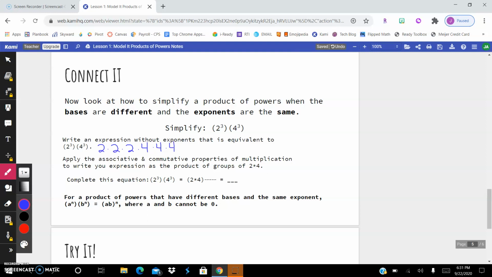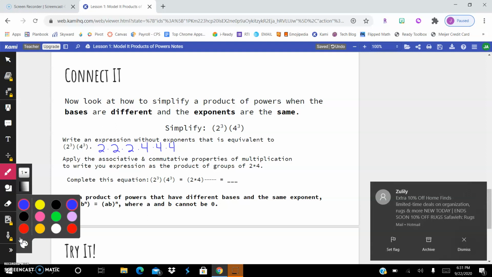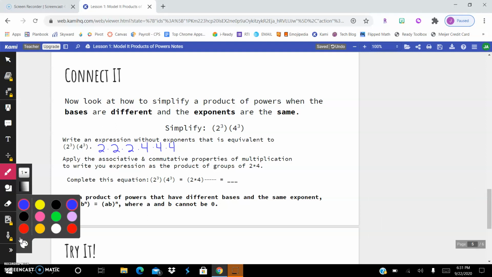Now apply the associative and commutative properties of multiplication to write your expression as the product of groups of 2 times 4. So if I paired up a 2 and the 4, how many pairs would I have? I would have 3 of those pairs. And then I could simplify 2 times 4 in the parentheses to be 8, and we have an exponent of 3.